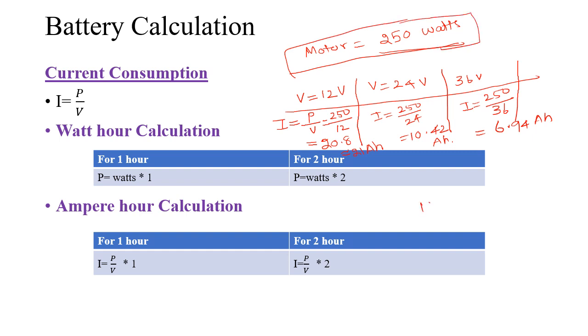So for a 250 watts motor, you can choose a 12 volt 21 ampere hour battery, or a 24 volt 10.5 ampere hour battery, or a 36 volt 7 ampere hour battery. This is how you can choose a battery for achieving that 20 kilometer per hour.